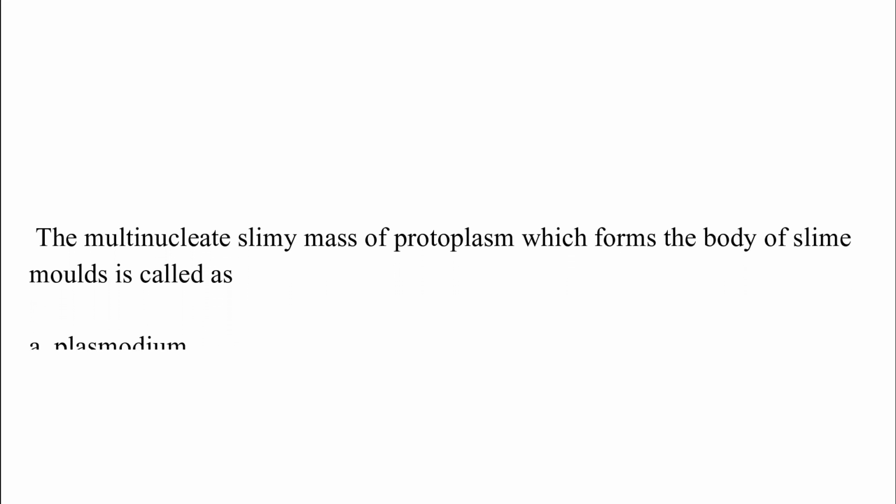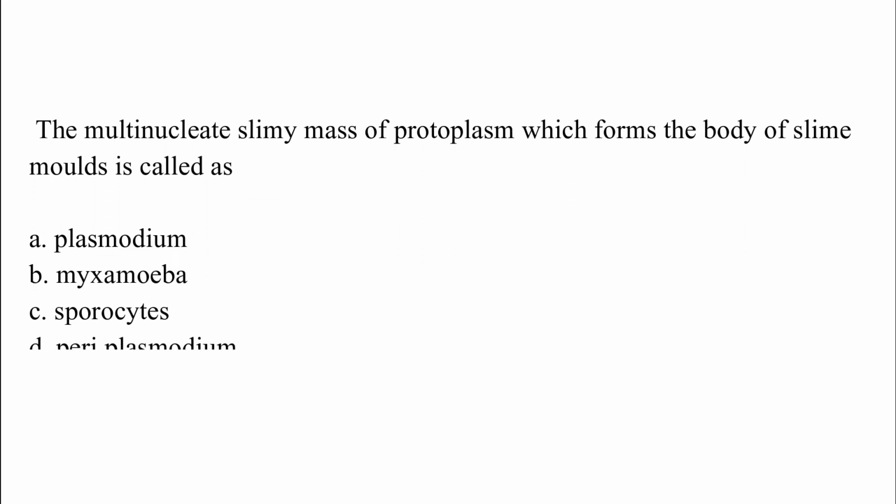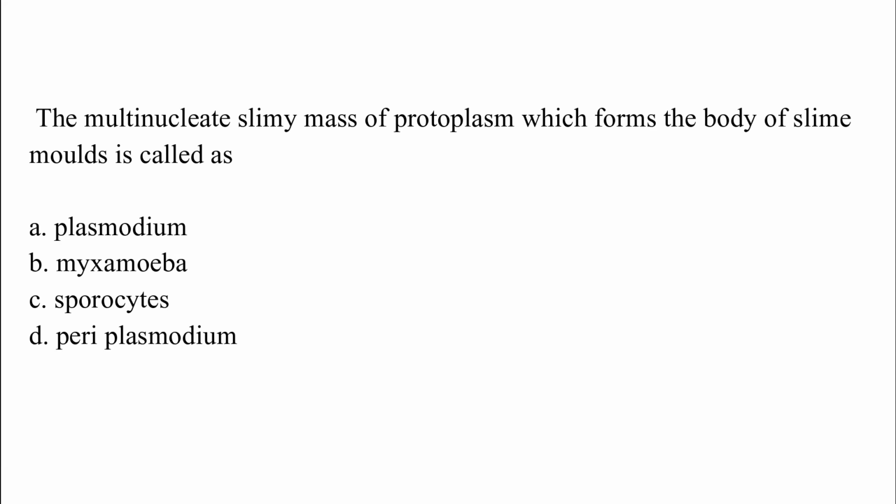The multinucleated slimy mass of protoplasm which forms the body of slime mold is called: option A, plasmodium; option B, mixed amoeba; option C, sporocytes; option D, periplasmodium. The correct answer is option A, which is plasmodium.